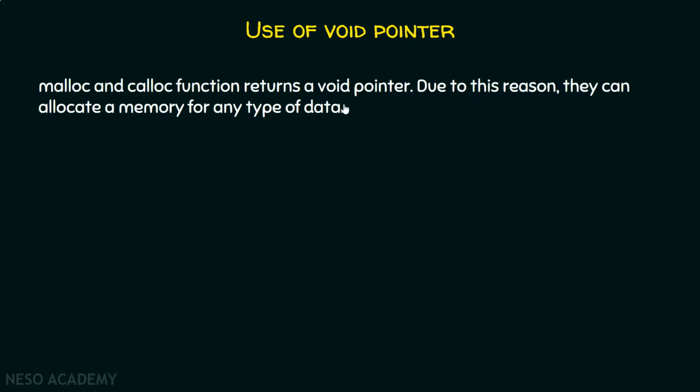This is the reason why we are using void pointers. Now you can understand why void pointers are so important. Malloc and calloc functions are built-in functions that are used to allocate memory for any type of data. They can do this because they are returning the pointer which is pointing to some memory location without knowing the type of data which will get stored within them. So it is interesting, isn't it?